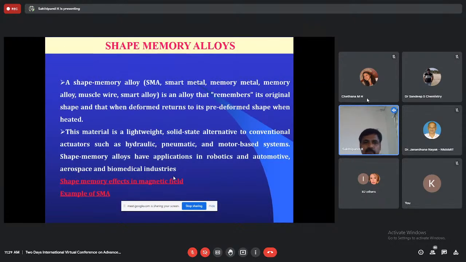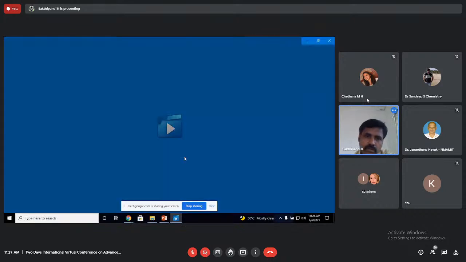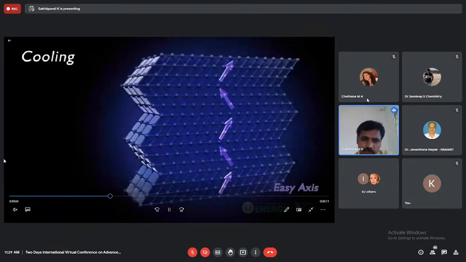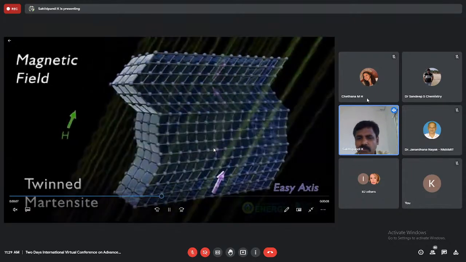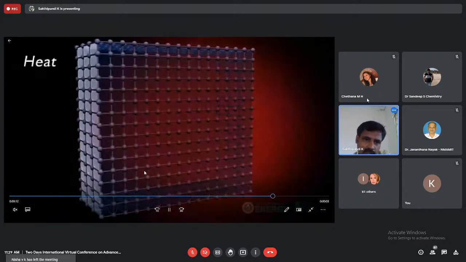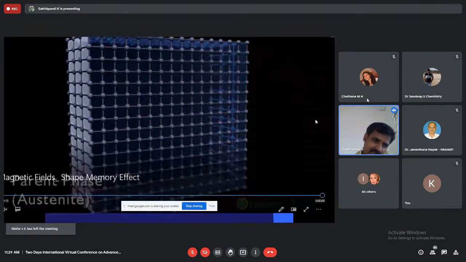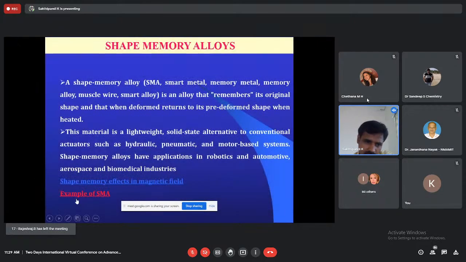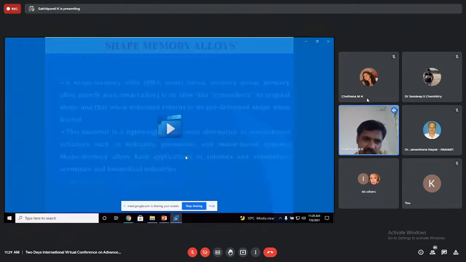Another material is a shape memory alloy. Shape memory alloy is nothing but a material that can retain its original shape after the heat treatment. So this is the parent austenite phase. If you deform it, either by cooling, it will go to another state, martensite. Again, the martensite will be converted into austenite by using the heat or the cooling.